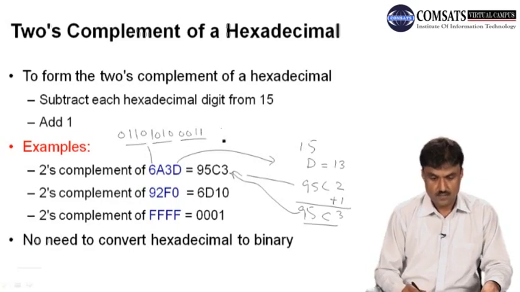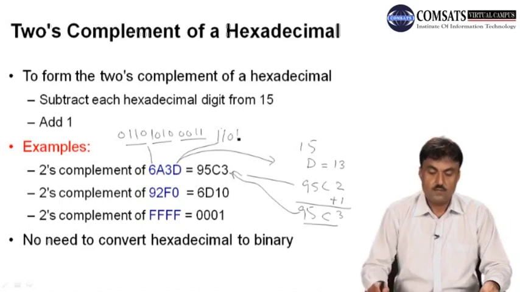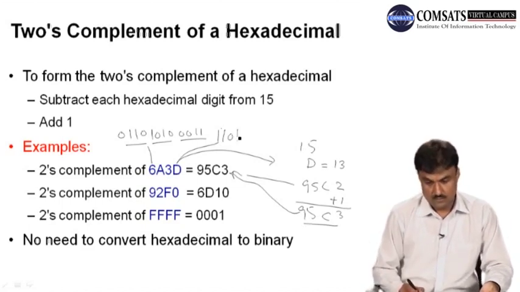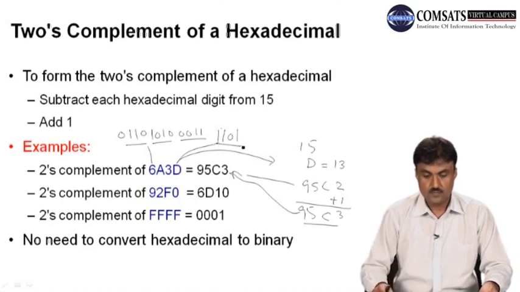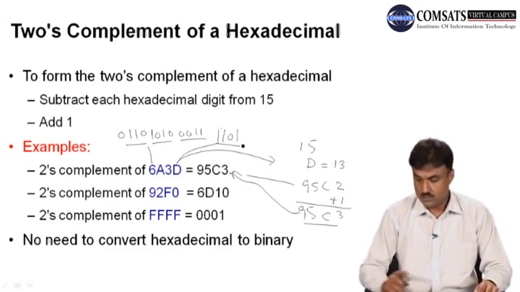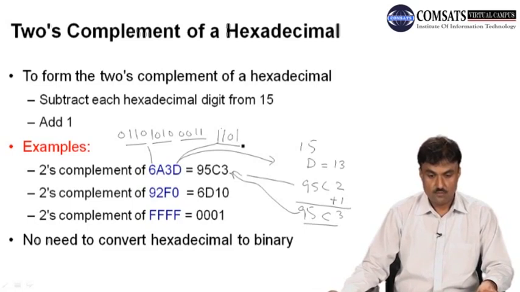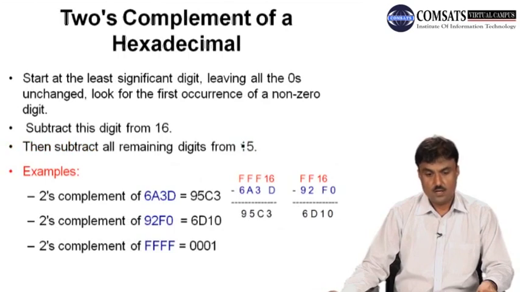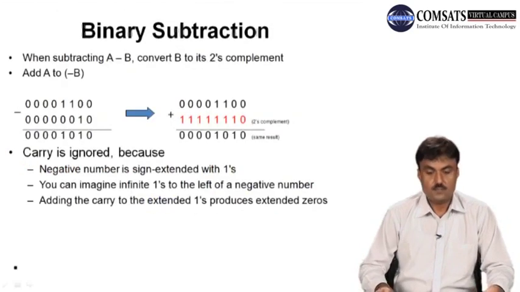So for D, if we convert D into binary, we can have 8, 4, 12, and then we have 13. Either we can convert into binary and then perform the 2's complement, which will be a lengthy process. So this is the short form, or shorthand, to convert a hexadecimal number into 2's complement. We have seen this in the previous example.